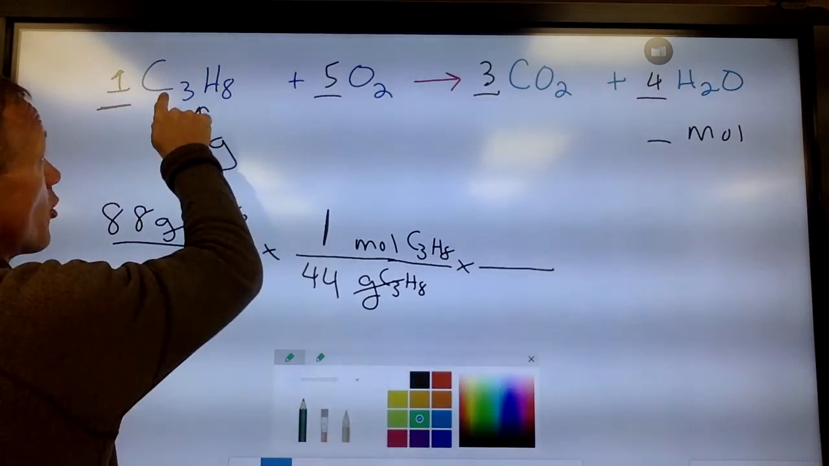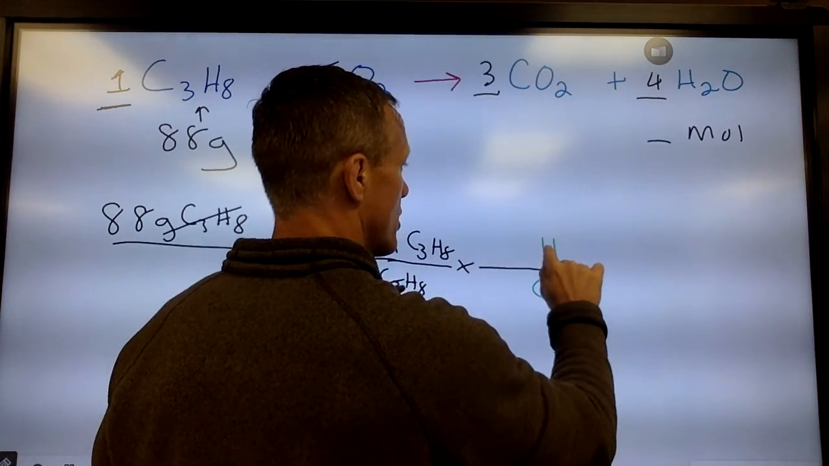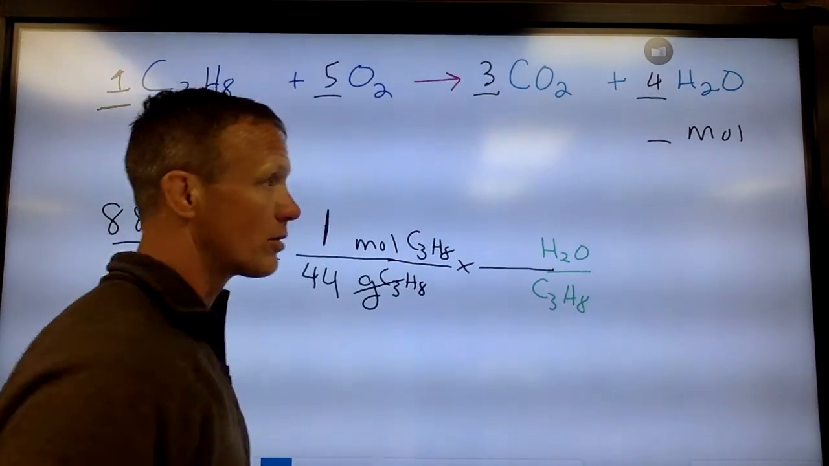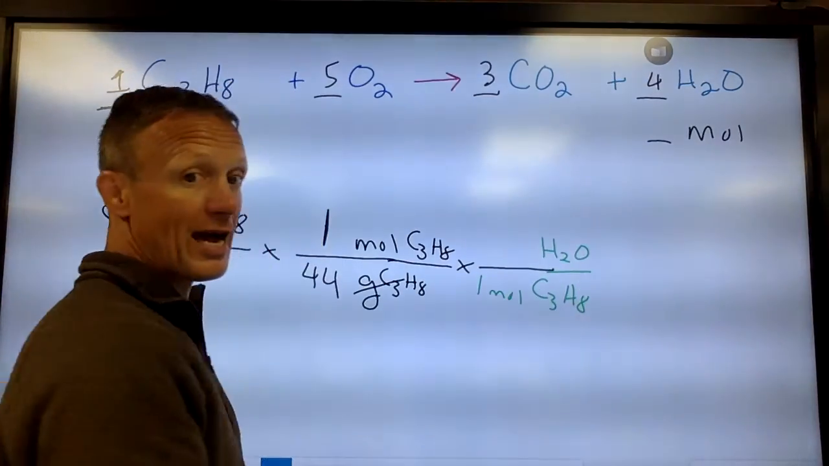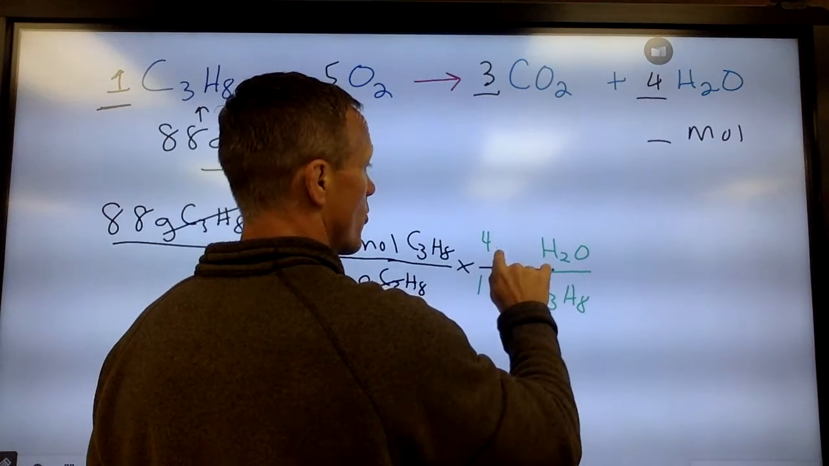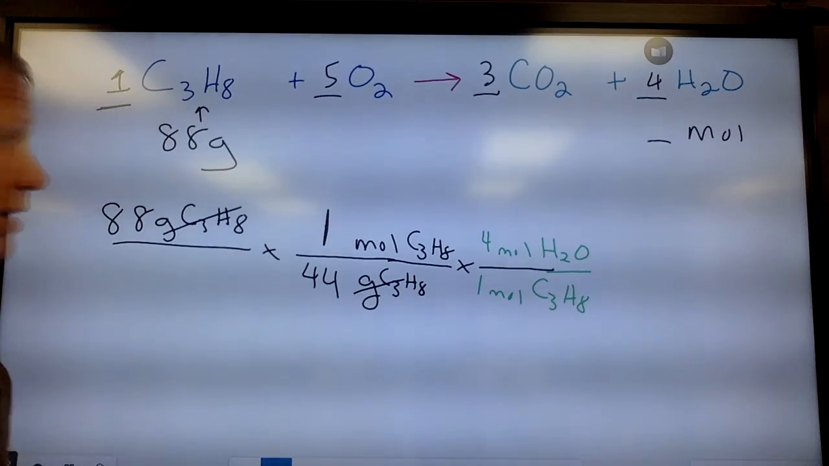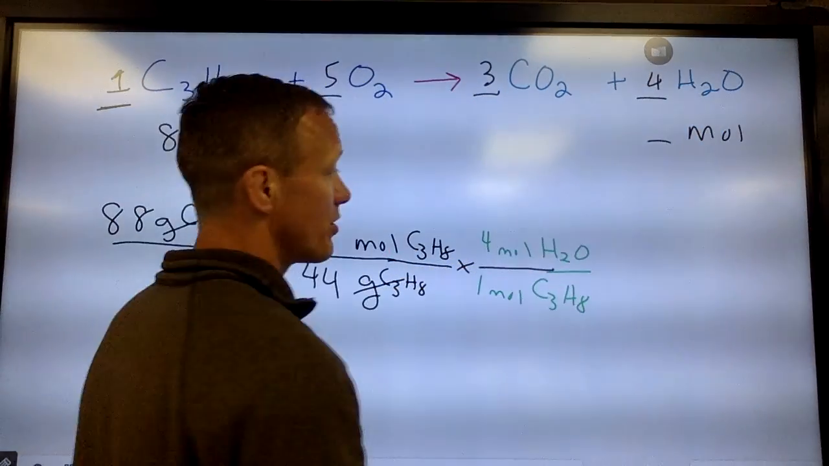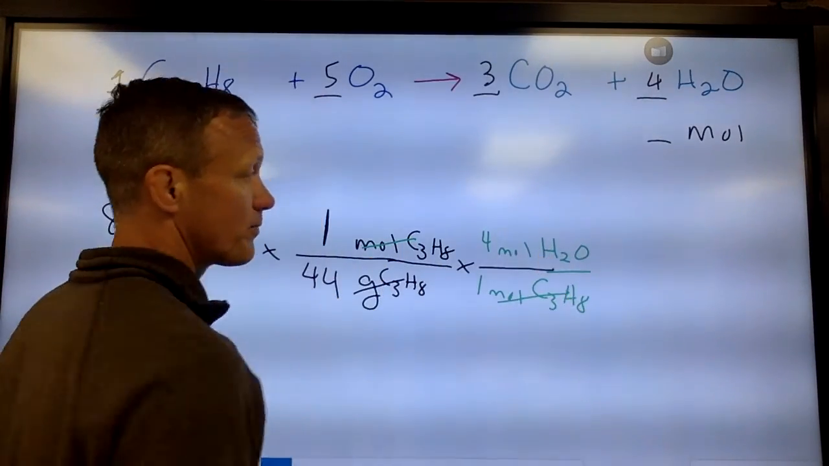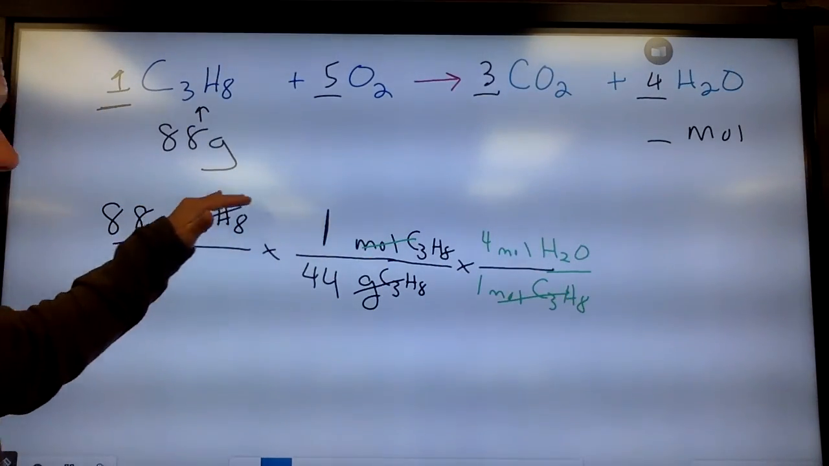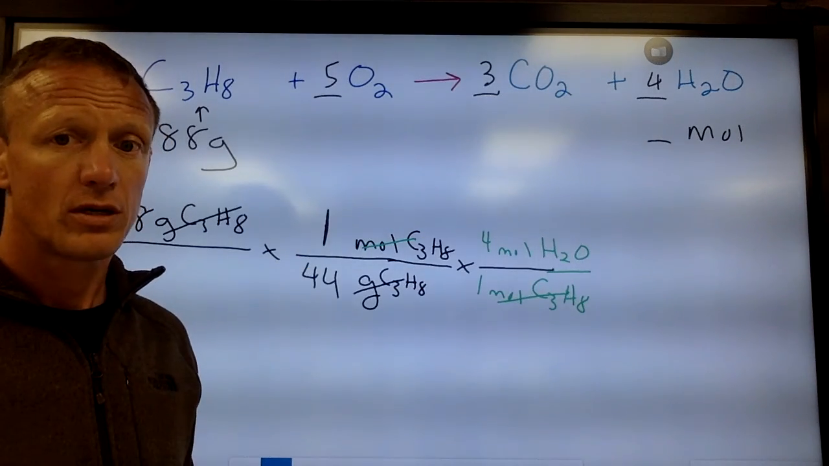Next step is since we're at moles, now we go to our ratio. In our ratio, we're going from propane to water. The ratio would be 1 mole of propane. For 1 mole of propane that's used in the reaction, there's 4 moles of water made in the reaction. Okay, in this case, we're asking for moles, so we are done. And we're at moles of water. So we multiply 88 times 4, divided by that. The answer would be 8 moles there.